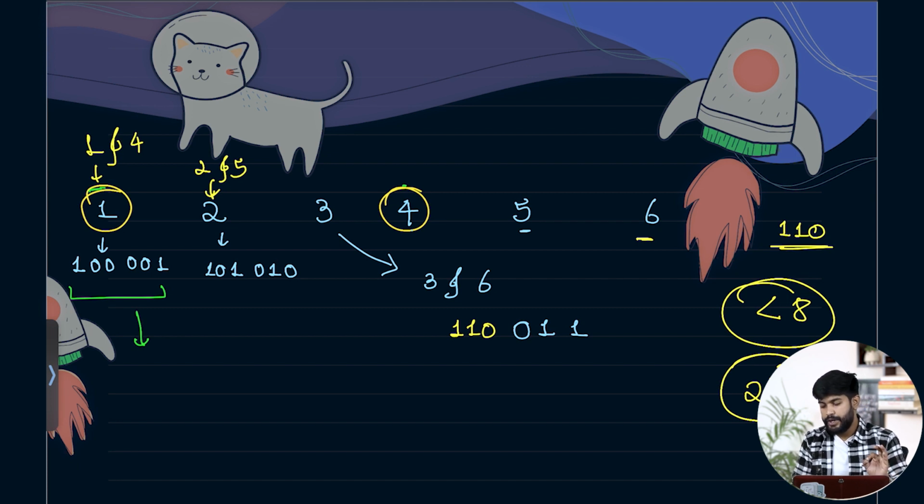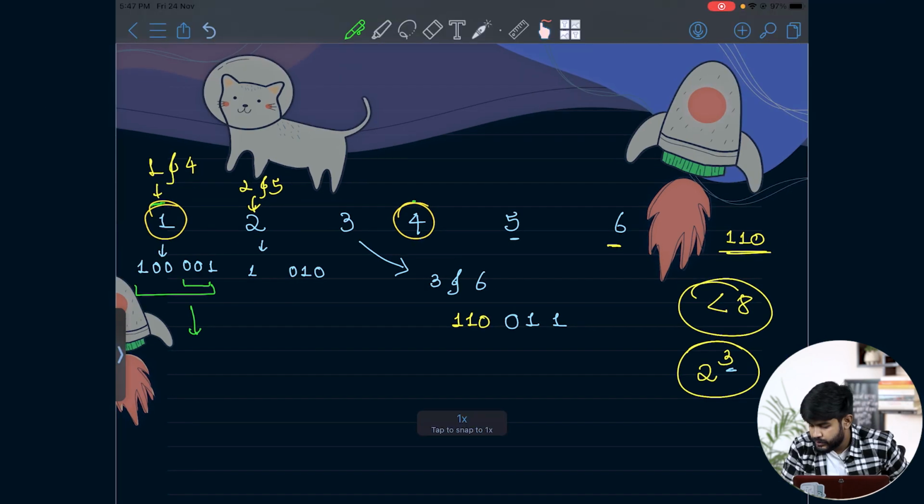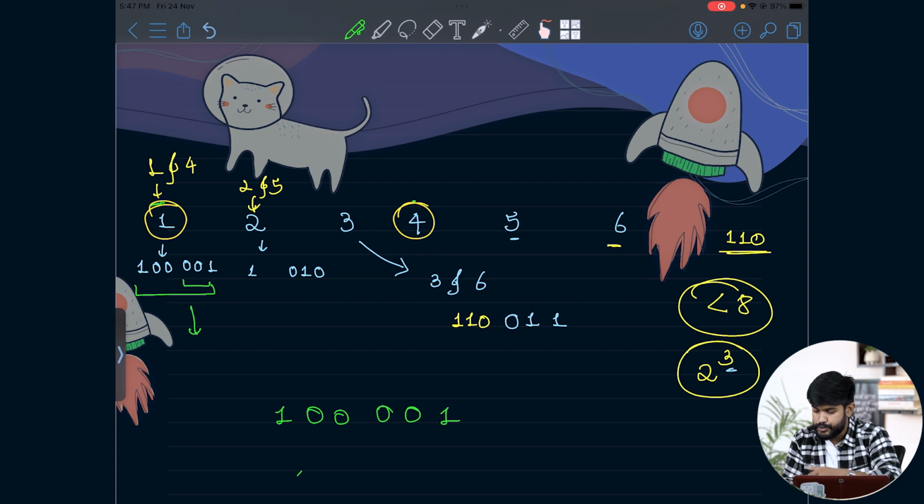Okay. I want to retrieve 1 and 4. So what I would do is I need simply the last 3 bits, and all other bits are useless to me. So if I want to retrieve the last 3 bits, this is 1, 0, 0, 0, 0, 1. This is how you do problem solving.